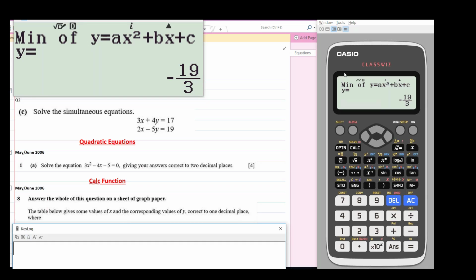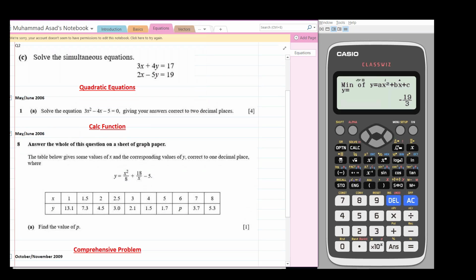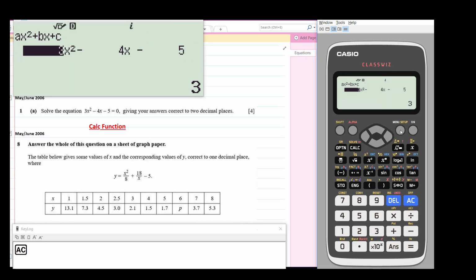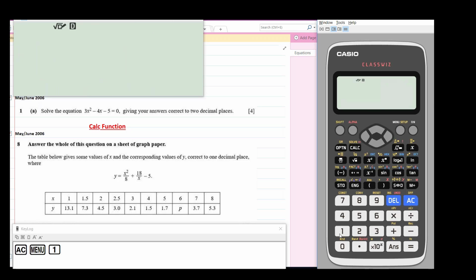Okay, so let's move forward. Now we have the calc function. This is my favorite function in this calculator. When you want to go to the simple calculation function again, press menu and 1. So now this is the simple calculation function, or first menu.